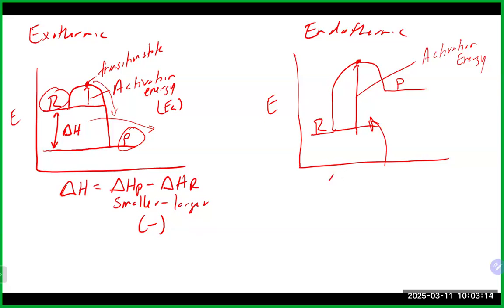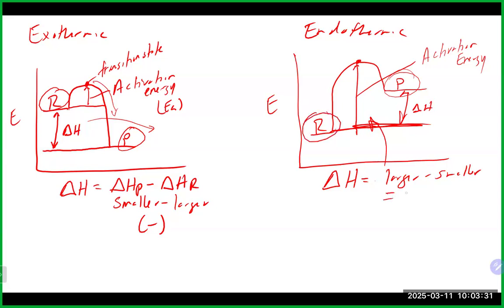Same thing here. If we calculate our delta H, between our reactants and products, our products are actually higher in energy. So that's going to be a larger number minus a smaller number, which is our reactants in this case. And that's going to yield you a positive value for delta H.